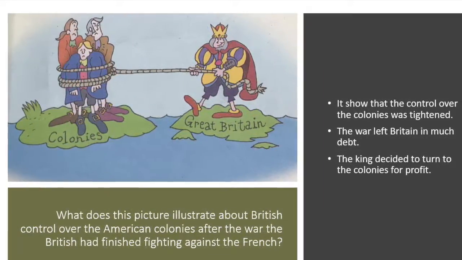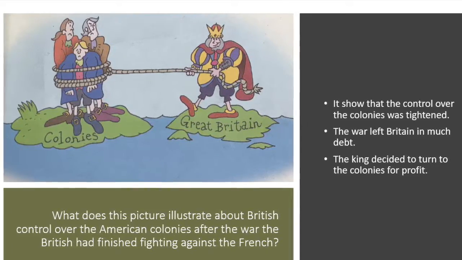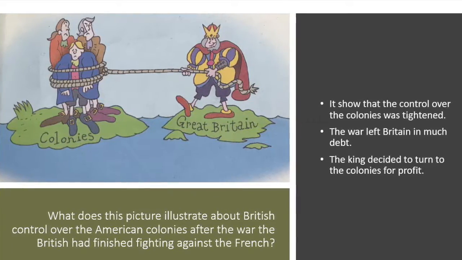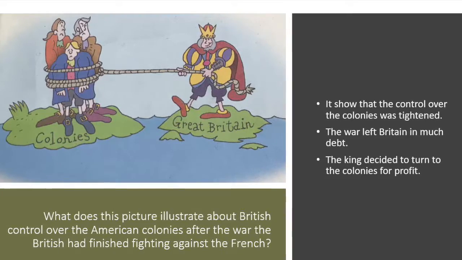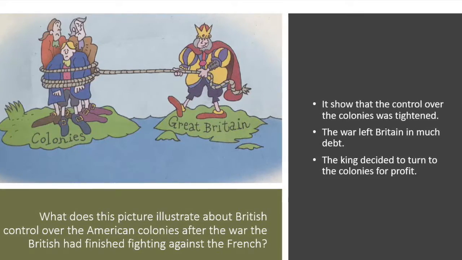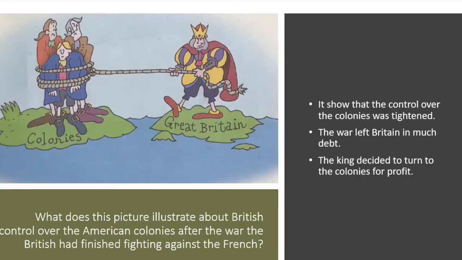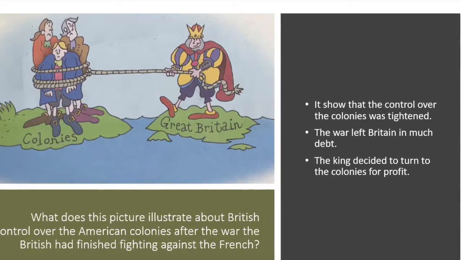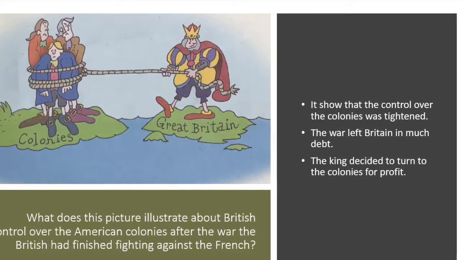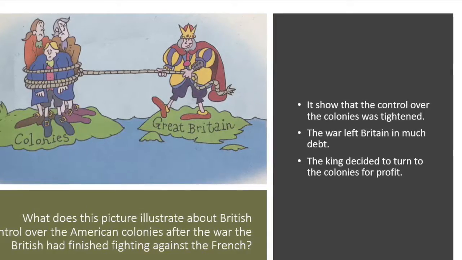What does this picture illustrate about British control over the American colonies after the war the British had finished fighting against the French? It shows that the control over the colonies was tightened. The war left Britain in much debt. The king decided to turn to the colonies for profit.